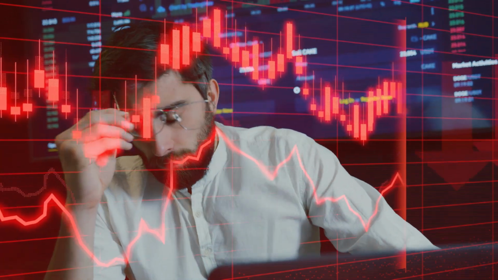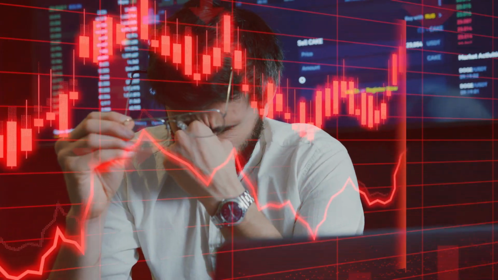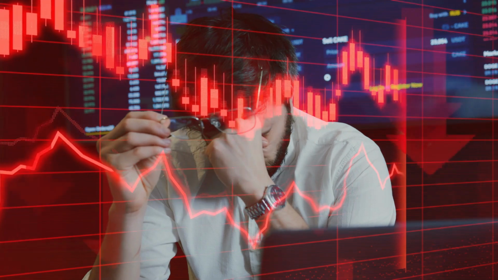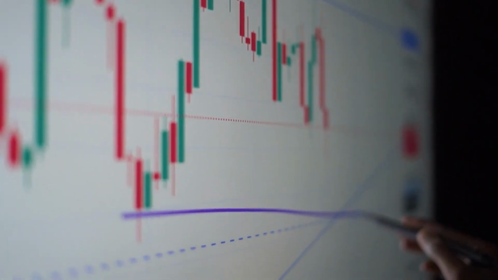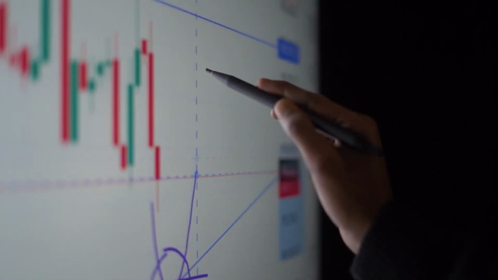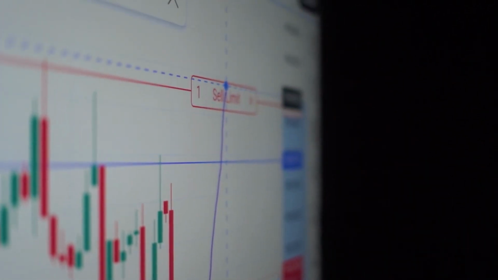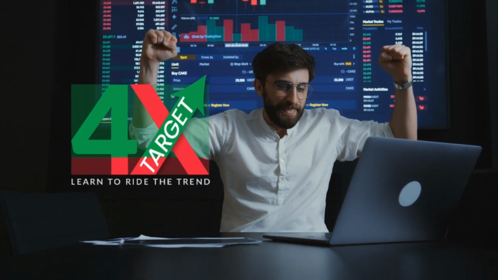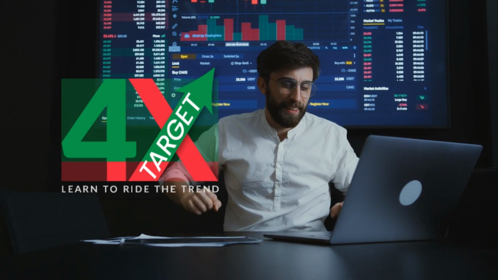Tired of relying on indicators that lag behind the market? Want to learn how to read raw price movement like the pros do? If you're looking for clarity in the chaos of the charts, you're exactly where you need to be. Welcome to Forex Target, the ultimate destination for traders who want to master the markets using pure price action.